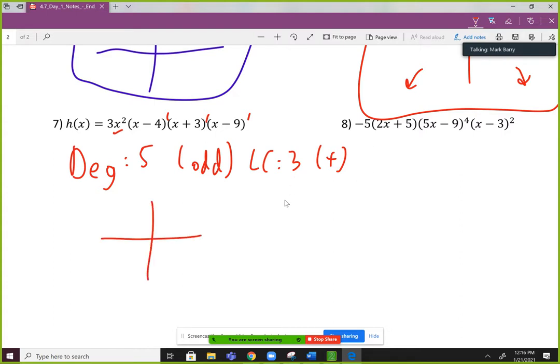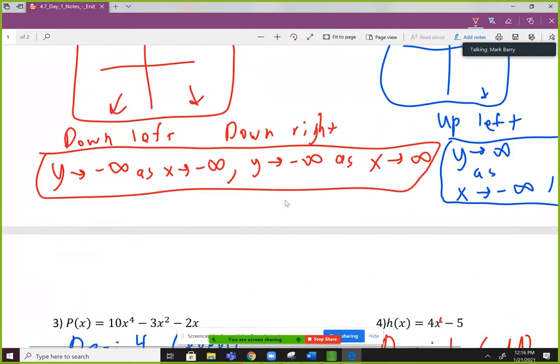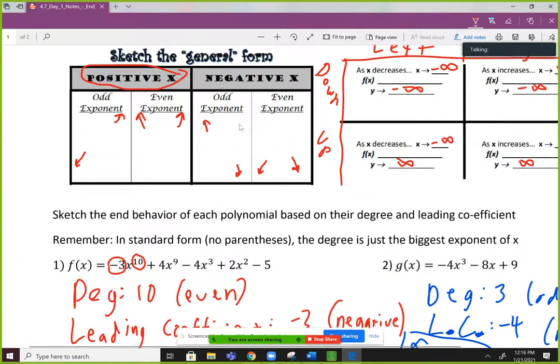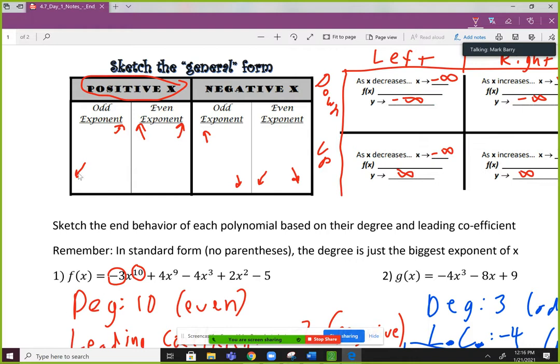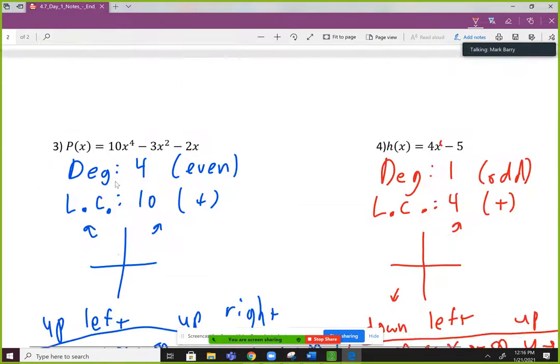All right, so degree 5 positive. And look back at the chart. So we got an odd degree positive. So positive odd is down to the left and up to the right.